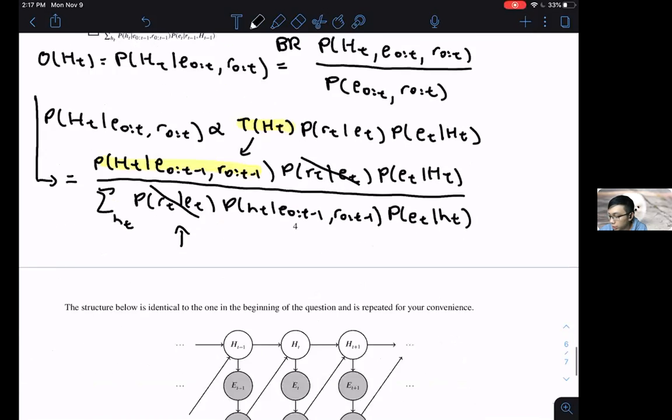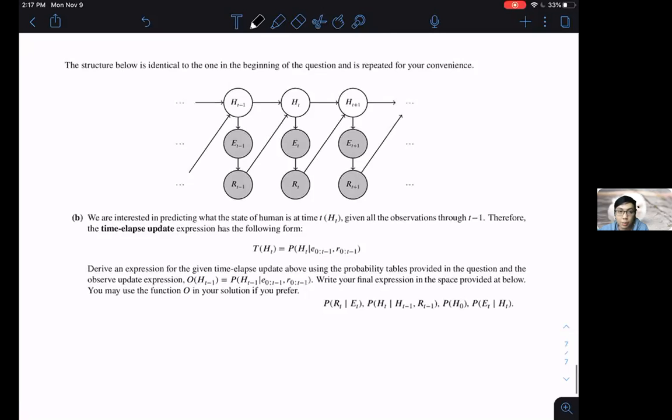All right, so let's move on to part B. In part B, we have the same HMM, and what we're asked to do is find the time-elapsed update. And what we have right here is the observation update from our previous time step, so O of H_t minus 1, which is essentially just the probability of H_t minus 1 given all of our evidence from the previous time step. And we want to compute basically the result of running the time-elapsed update on this probability.